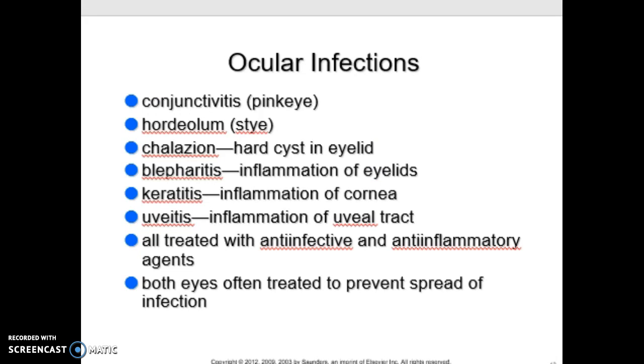Here you see a list of ocular infections and descriptions. These ocular infections are treated with anti-infective and anti-inflammatory agents. To avoid possible sensitization to these agents and discourage drug-resistant strains, the antibiotics prescribed for ophthalmic symptoms are often administered locally, either topically, subconjunctivally, or intraocularly.